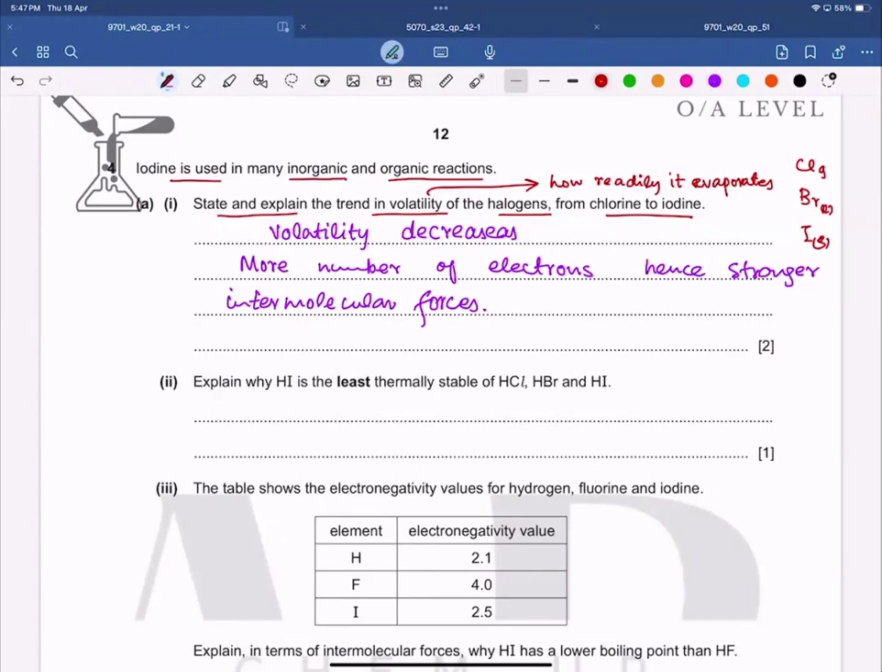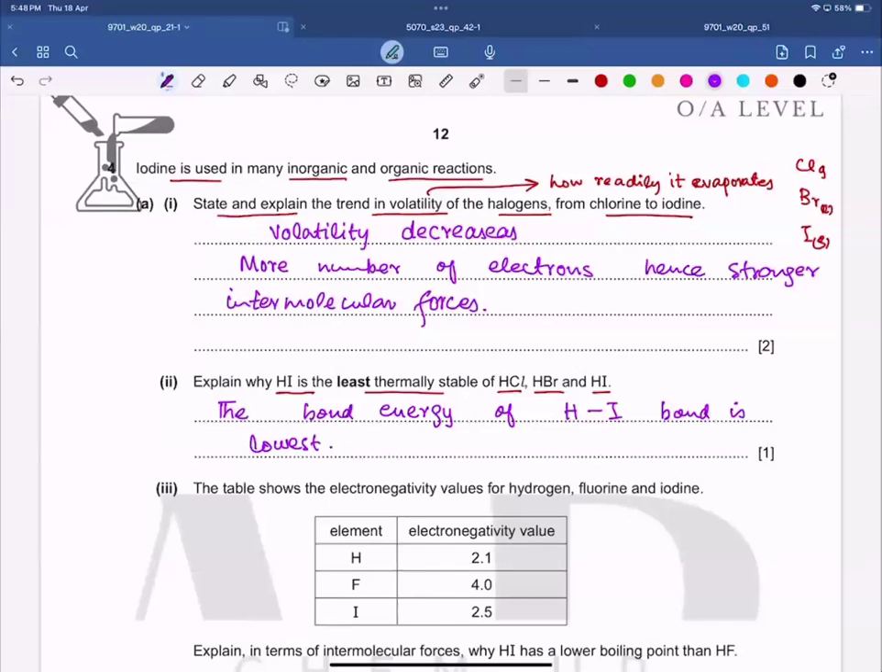Okay, now next part. Explain why HI is the least thermally stable of HCl, HBr, and HI. Yes. Bond strength. So what happens to the bond enthalpy then? It decreases. Yeah, it decreases. So it means the bond energy or bond enthalpy of the hydrogen iodide bond is lowest. That's why. Okay.